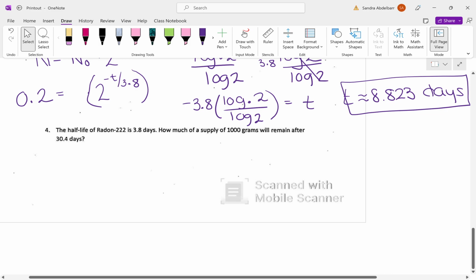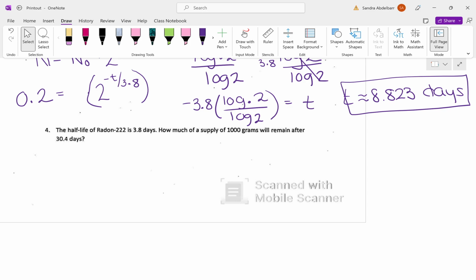All right, last problem of the day. It's about radon. You do have homework. All right, last problem for me. The half-life of radon 222 is 3.8 days. How much of a supply of 1,000 grams will remain after 30.4 days?